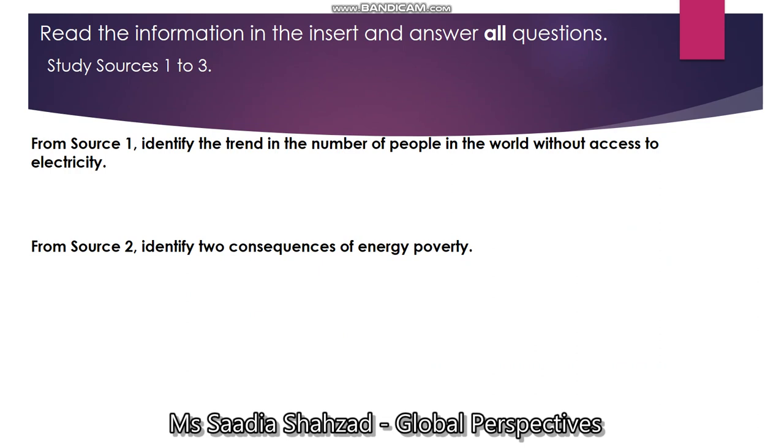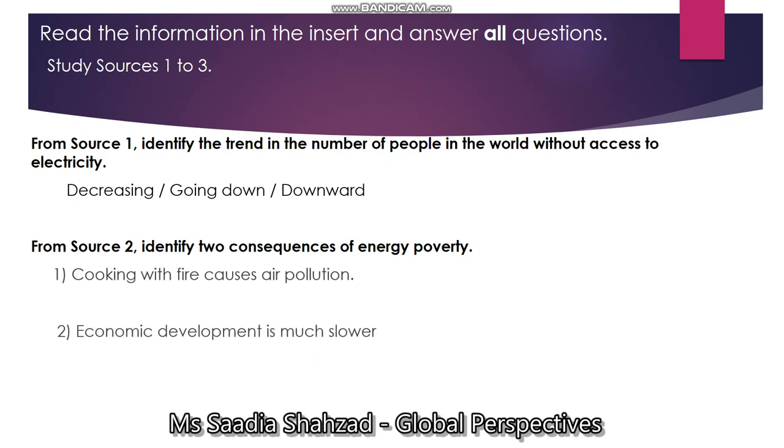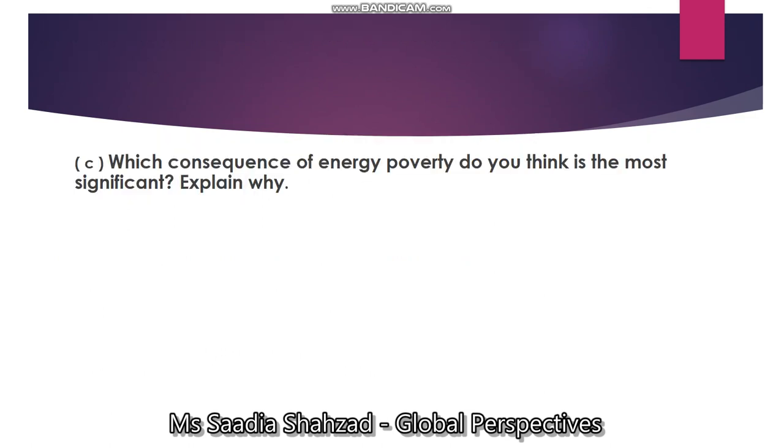The best thing is when it's saying identify 2 consequences, number them 1 and 2. Cooking with fire causes pollution, air pollution. And number 2 is economic development is much slower. These answers are enough to award you 3 marks. Moving on. Which consequence of energy poverty do you think is the most significant?